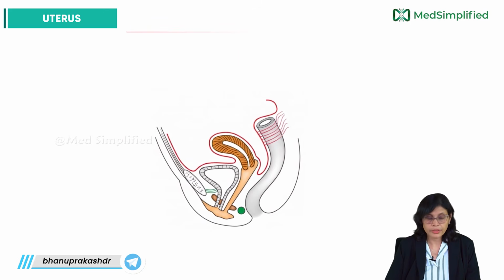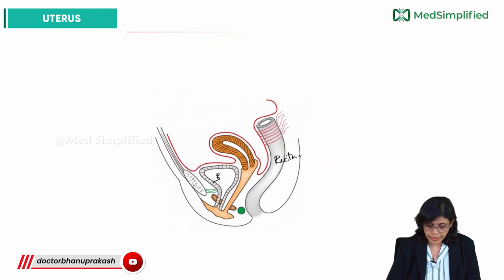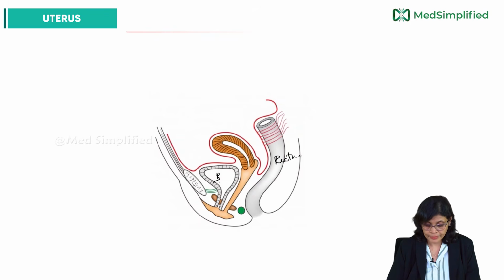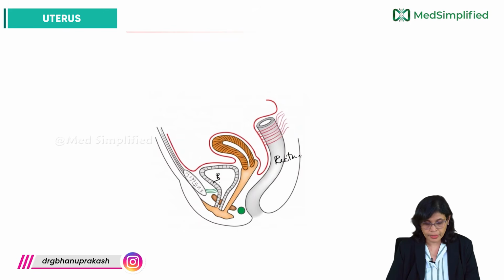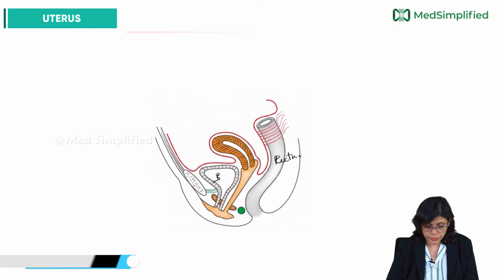The uterus is located in the lesser pelvis, that is the true pelvis, between the bladder in front and the rectum behind. Here we can see the peritoneum reflecting over the anterior surface of the rectum, extending up to the middle part of the rectum, and then reflecting over the upper part of the posterior fornix of the vagina, and then over the posterior surface of the body of the uterus.